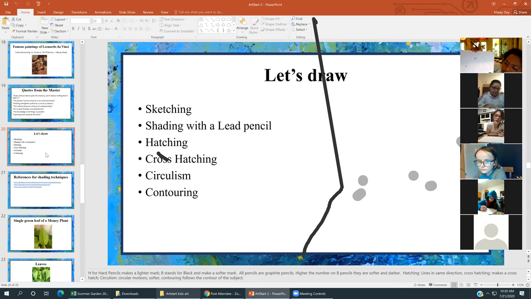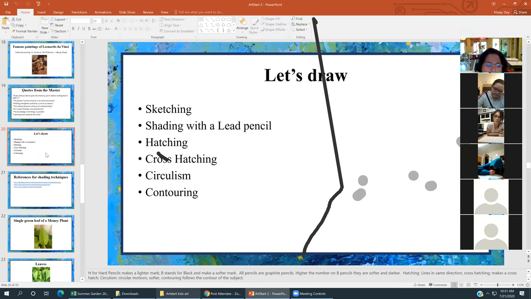And circulism, what's circulism? Circulism is nothing but making circles. So you just do little circles. Make circles like that. So see, can you see this? We're making little circles, and that's bringing up the shading. That's circulism.